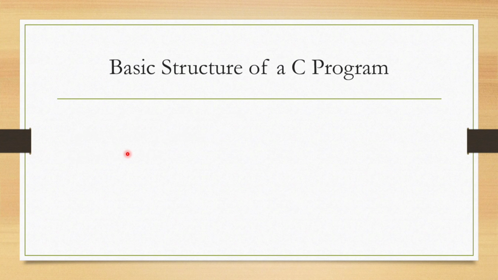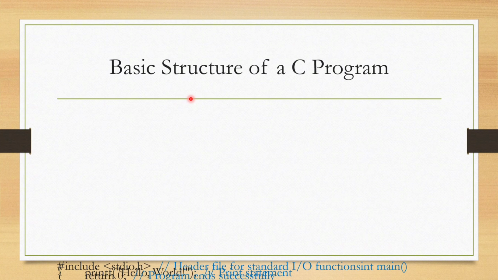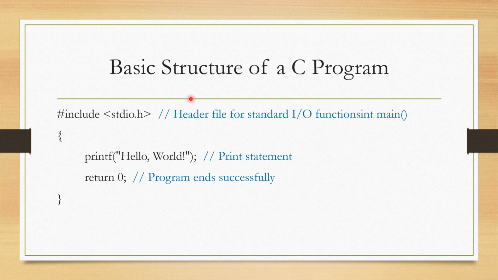Now let us see the basic structure of C programming. Here is one simple program which prints hello world, where the first line is to include all IO operations, and next we have the printf statement which prints hello world on our output screen, and the return 0 statement which indicates that it's the end of the program.